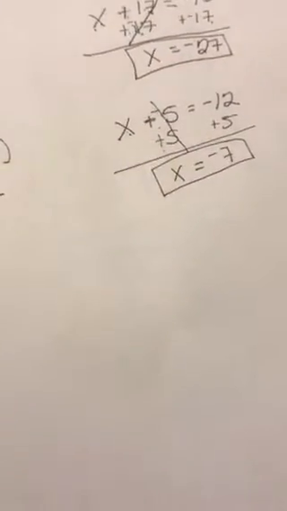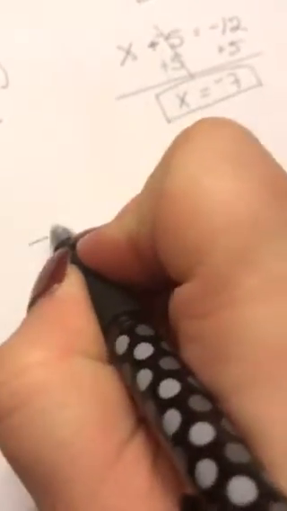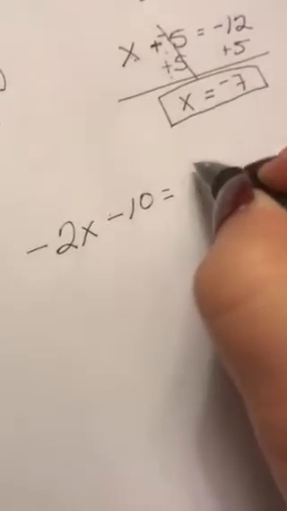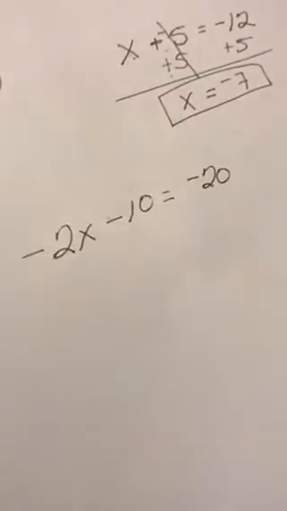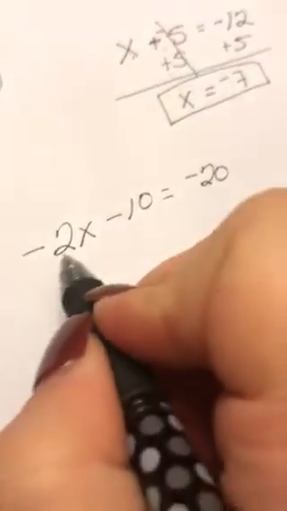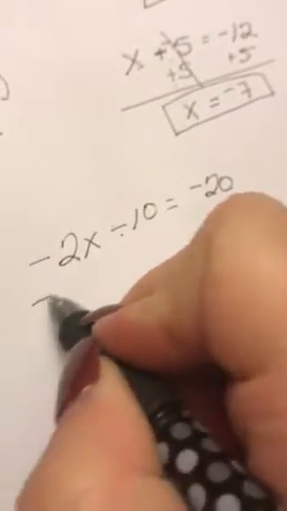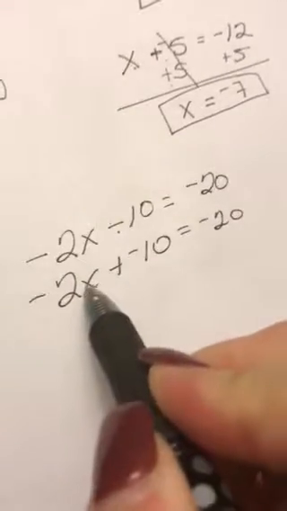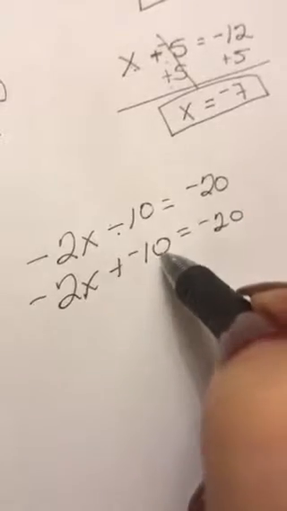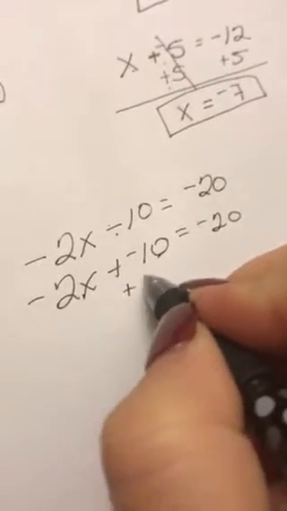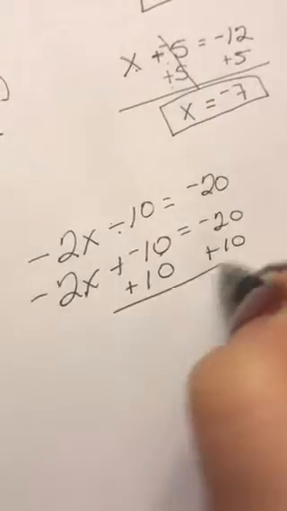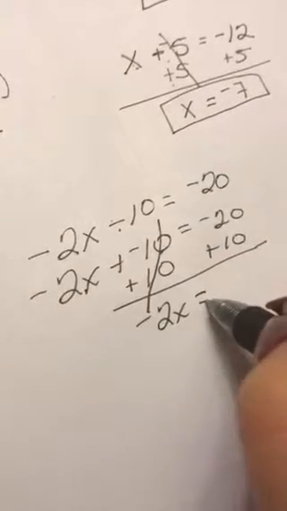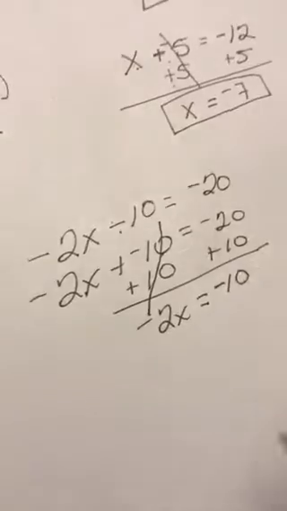I want to just take one quick look at two-step equations. If we had negative 2x minus 10 equals negative 20. Again, I see subtraction, so my first instinct is going to be to change it to add the opposite. Now we're trying to get the variable by itself. So the first thing I need to get rid of is this negative 10. To get rid of a negative 10, we can do the opposite, of course, to both sides. So those will cancel out. Negative 10 plus 10 is 0. So negative 2x equals negative 10.